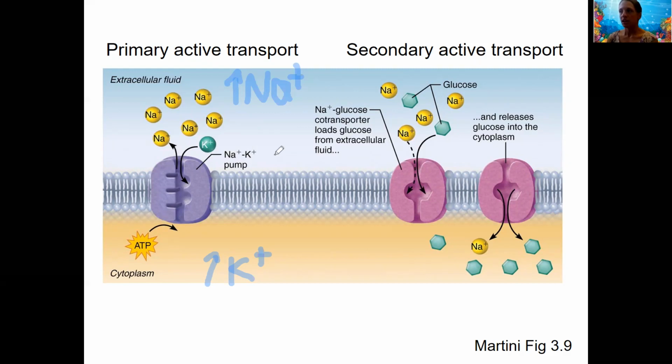Secondary active transport: this protein itself does not use ATP, but it cannot function without the gradient that was set up over here. In this case, glucose is what we're looking at transporting. Glucose is low outside of the cell and high inside the cell. But we still want to get glucose into the cell. This has applications for the urinary and digestive systems. How can we do that? We can't just use the glucose carrier molecule.